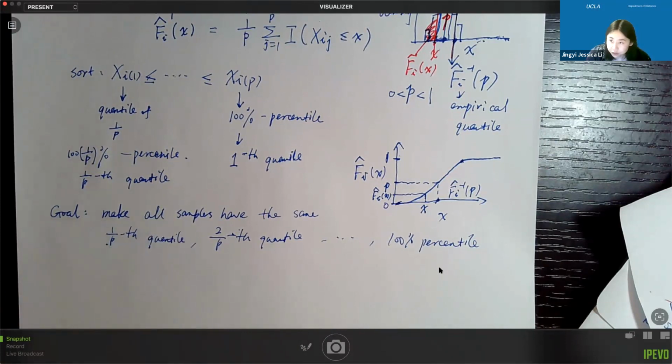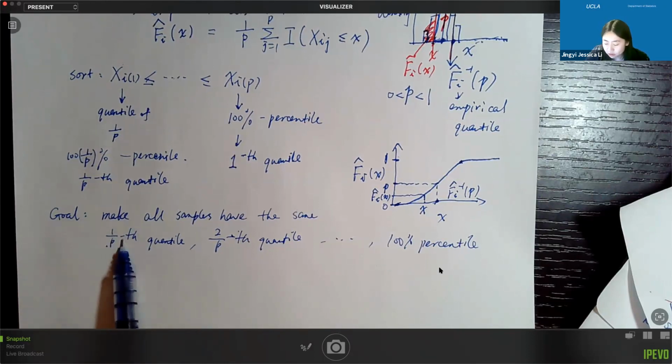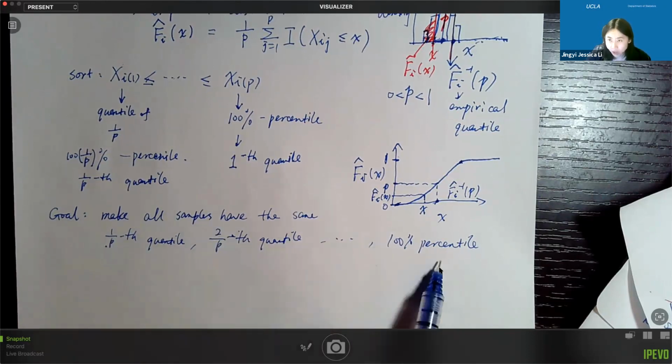I would take the average of all of them. And then I would just use that average quantile to replace the original quantile by changing the value in every sample. So in other words, I will do that for the 1 over p quantile, 2 over p quantile, up to the 100 percentile. And then all the values in every sample will be changed. So in other words, they will have the same p values in each sample, but the rank is still the original rank. I will restore the rank.